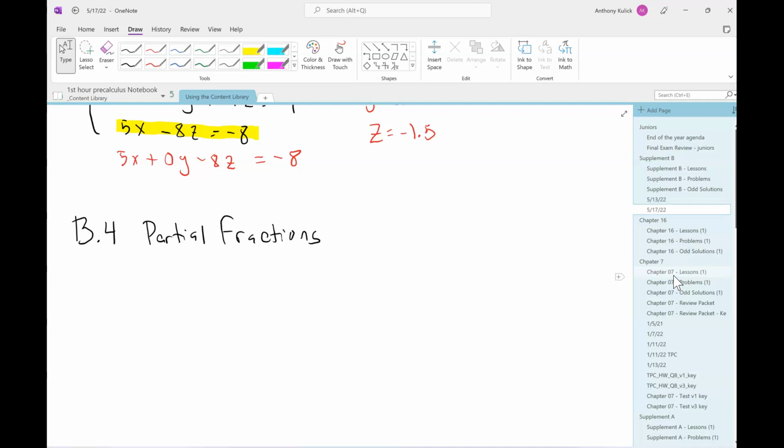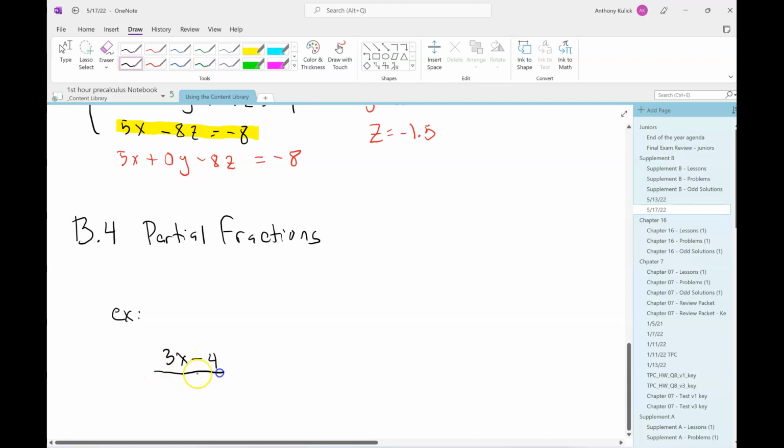So the idea here is, let's say that we have some rational expression, something like this. And we want to break it up into the sum or difference of fractions. So this is actually equal to that sum.